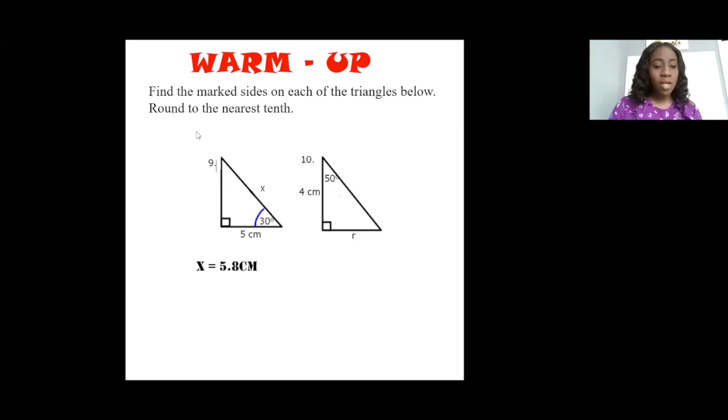I'm not gonna go in depth into how we got that answer. I'm just gonna quickly review it because I have an in-depth revision in this lesson. Just raise a hand, yes, no. Please come and tell me in the chat if you got x equals 5.8 centimeters. Just say I did, or yes, I did, or I didn't, please.